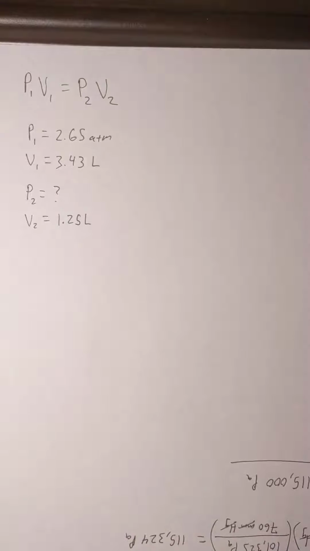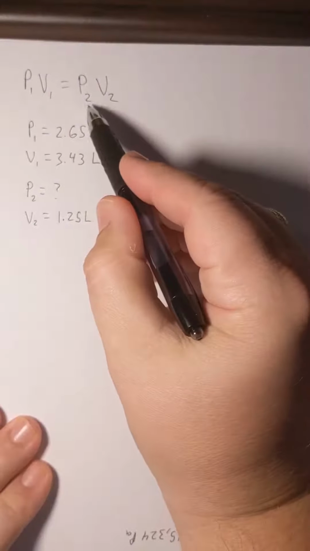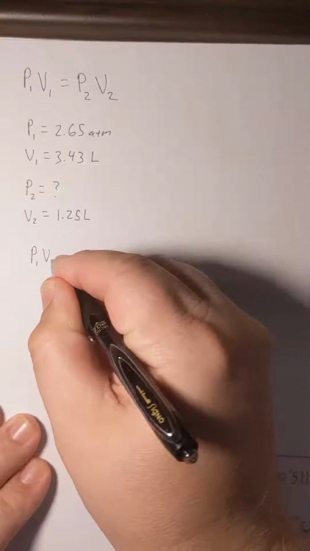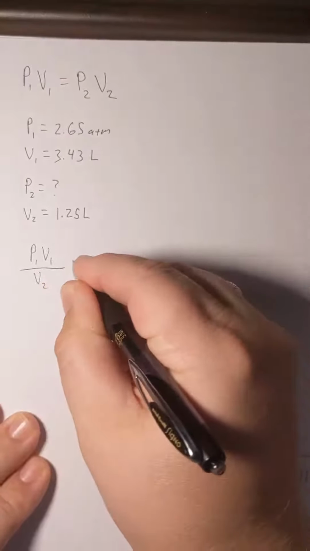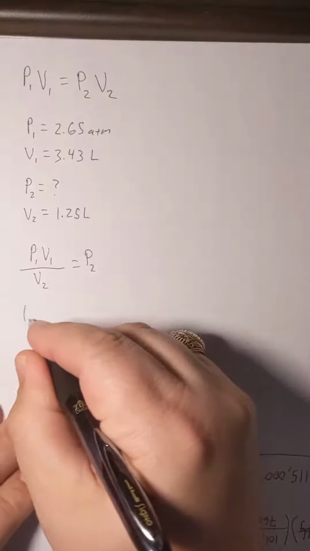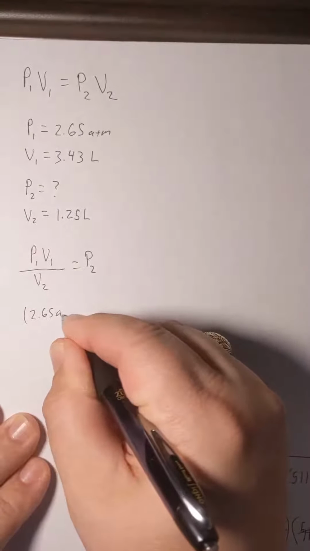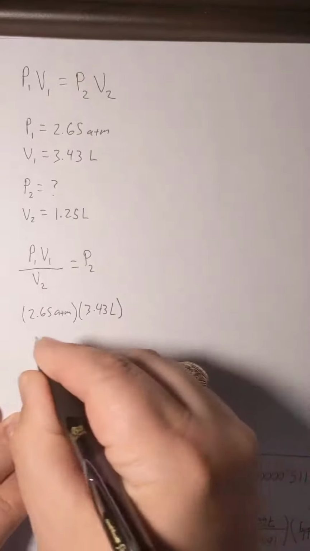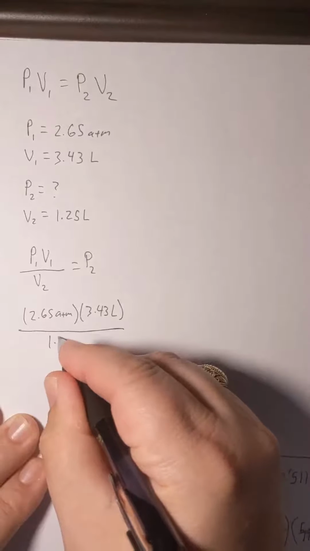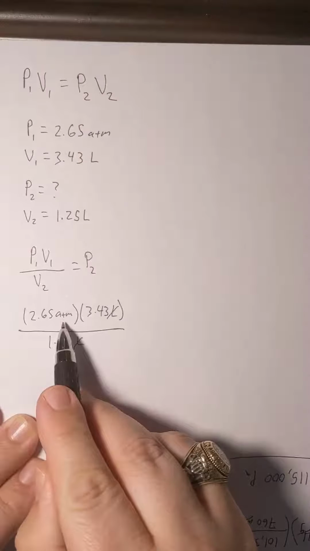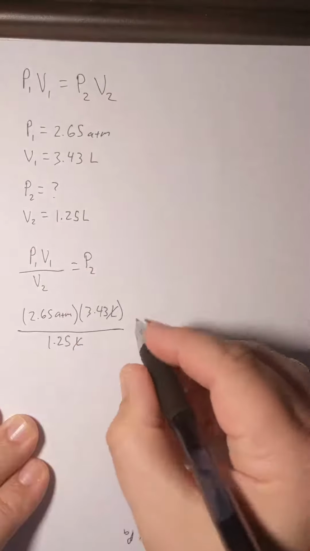So now that we've defined all of our terms, it's simply a matter of substituting in variables and solving for the one that's missing. So we'll be solving for P2 in this case. We can rearrange Boyle's Law to be P1 V1 over V2 to give us our pressure at the end. So this will be 2.65 atmospheres times 3.43 liters all over 1.25 liters. Notice that our units of liters will cancel and I'm left with a unit for pressure, which is good because I'm solving for pressure.